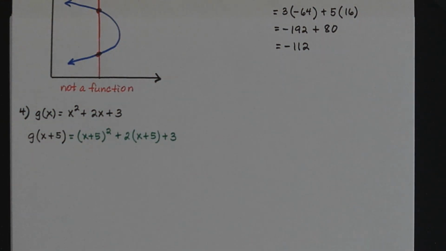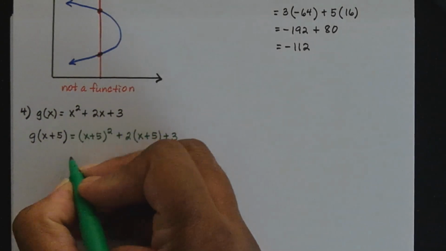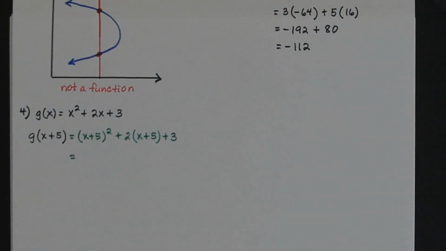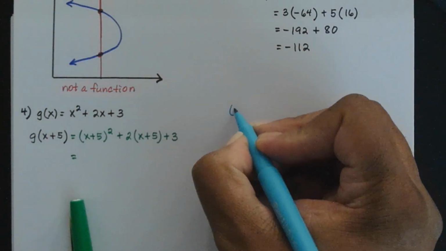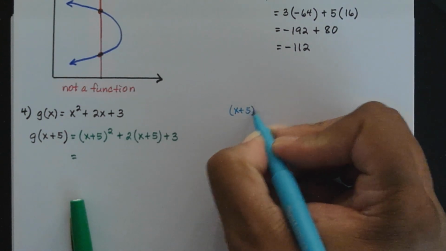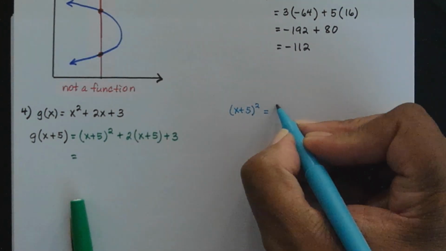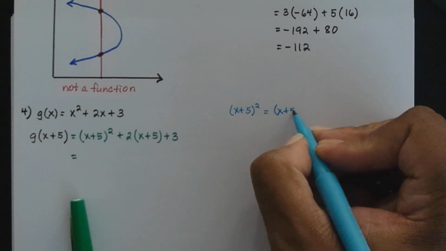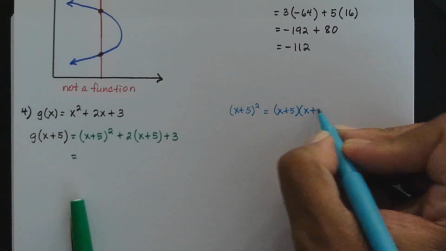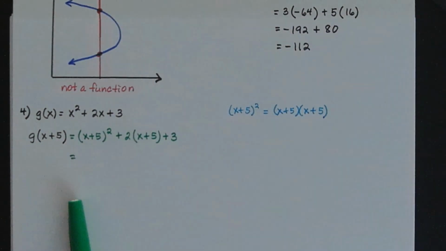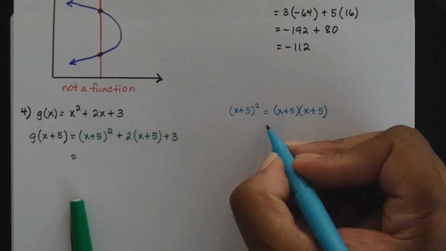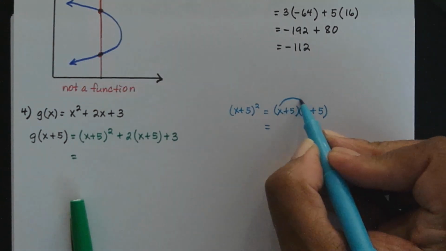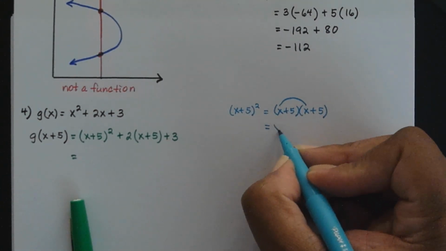And then from here, we just simplify the right-hand side. Now that (x + 5) squared, I'm going to expand that on the right-hand side so that you can see that x + 5 is used as a factor twice. So I'll write this as (x + 5)(x + 5). And from there, I'll use the FOIL method, meaning first term times the first term, x times x.